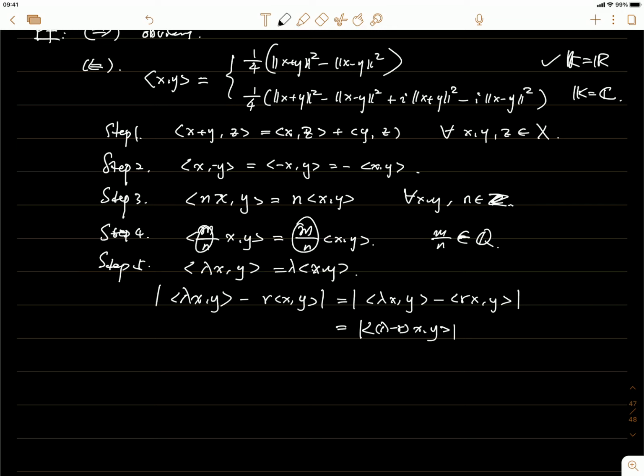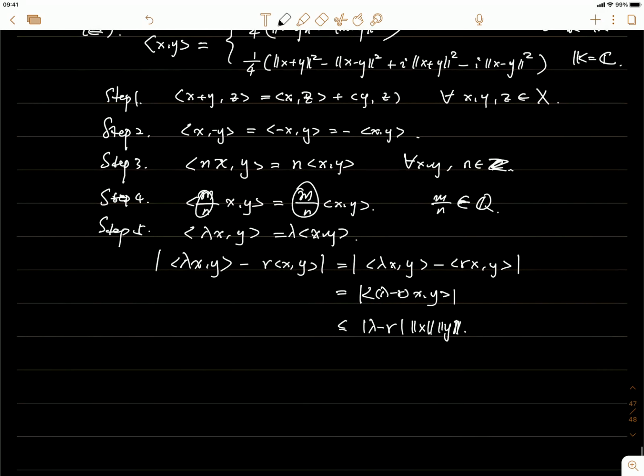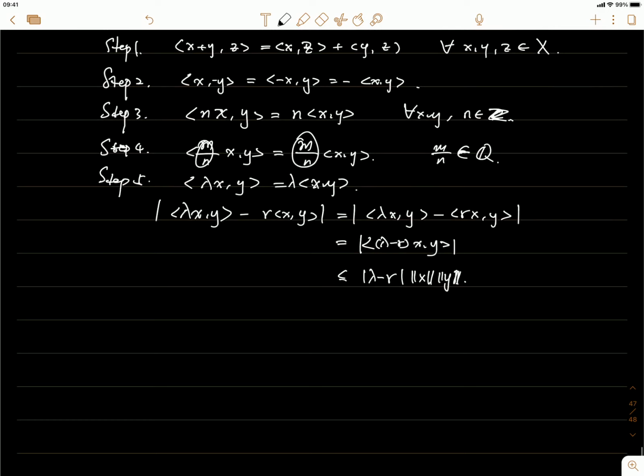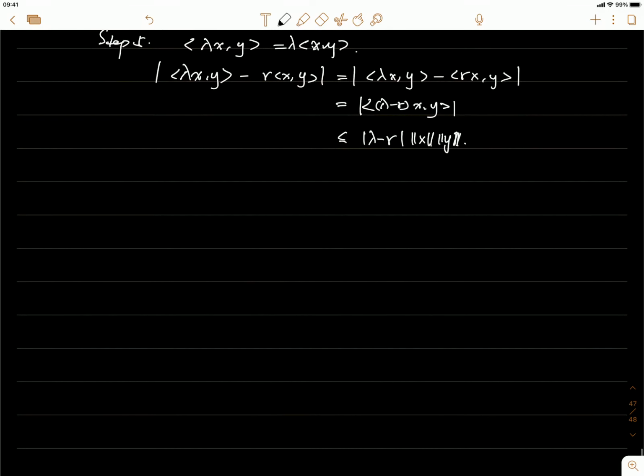And then by the Cauchy-Schwarz inequality, we try to show that this is true. Okay, and then you see when r is getting closer to lambda, this goes to 0 on the right hand side. So this is why we showed that it is also linear. Okay, so it's not really trivial, but it's feasible, it's doable.